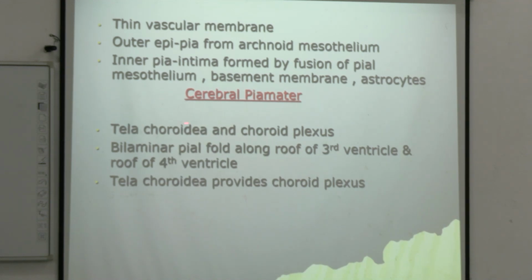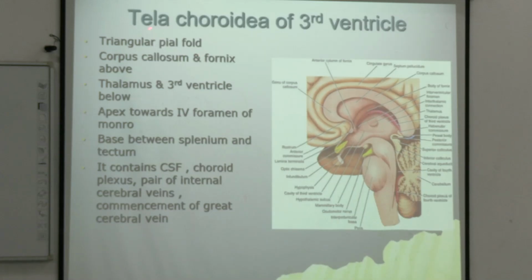Cerebral pia mater, tela choroidea and choroid plexus. A bilaminar pial fold lies along the roof of the third ventricle and roof of the fourth ventricle. Tela choroidea provides the choroid plexus. Now, tela choroidea of the third ventricle is a triangular pial fold, with the corpus callosum and fornix above, the thalamus and third ventricle below, the apex toward the interventricular foramen of Monro, and the base between the splenium and tectum.